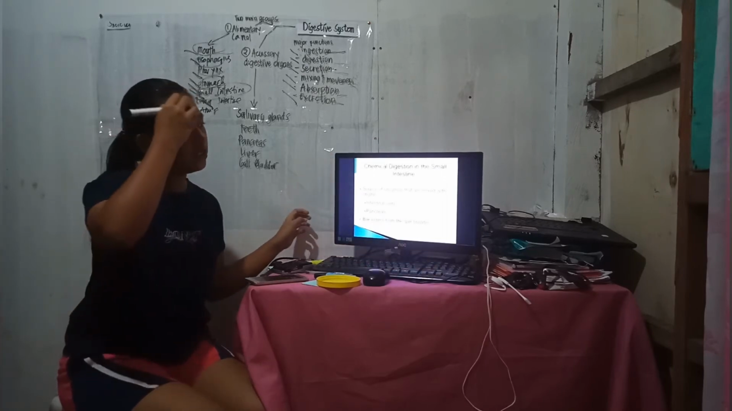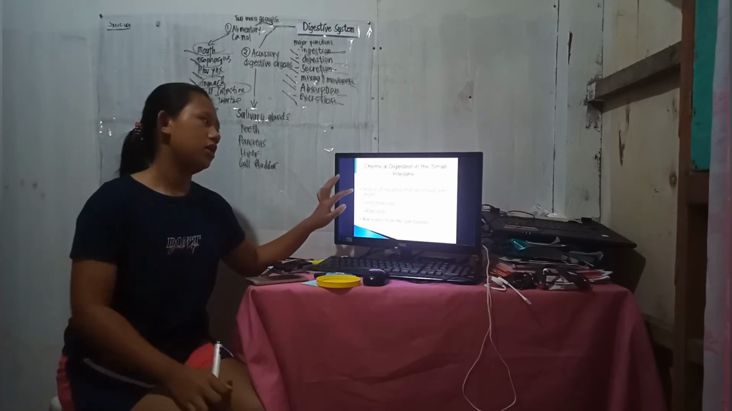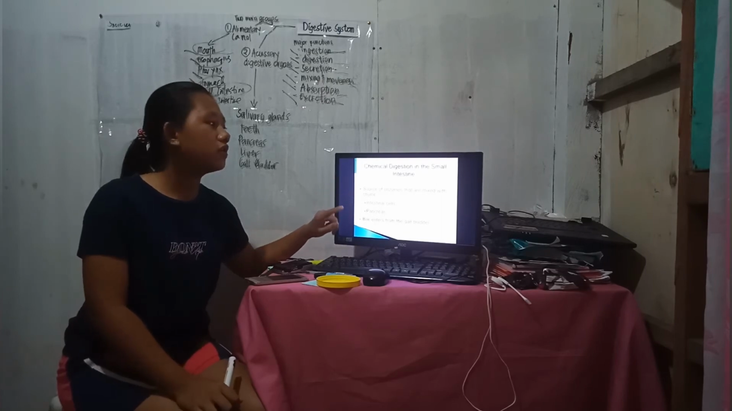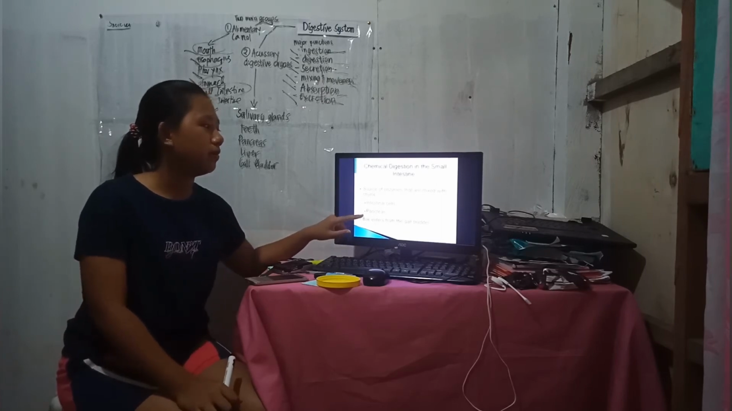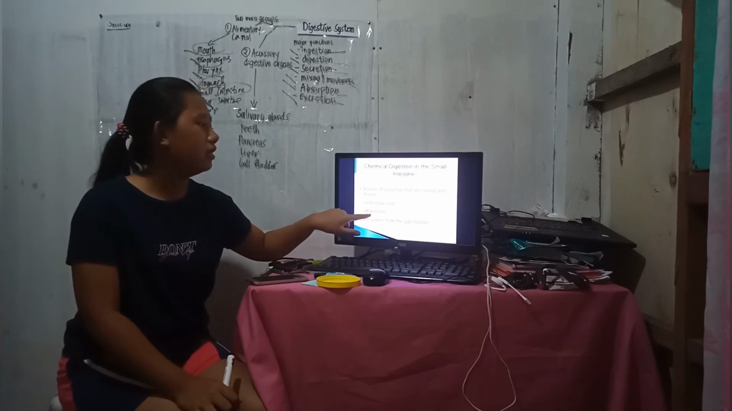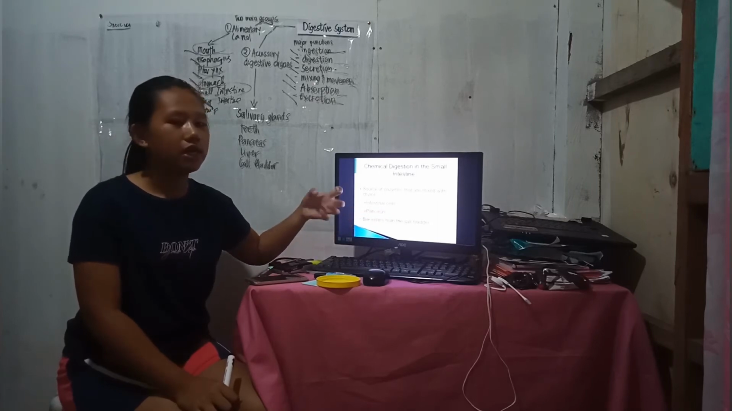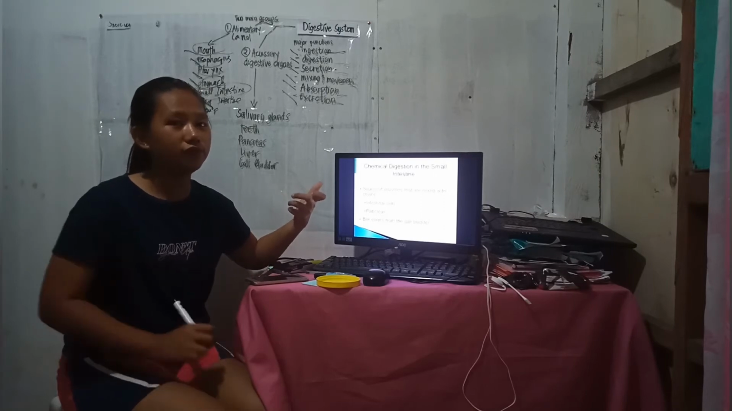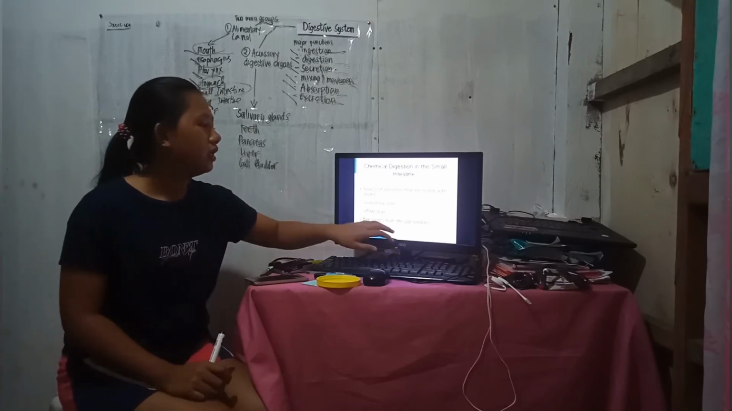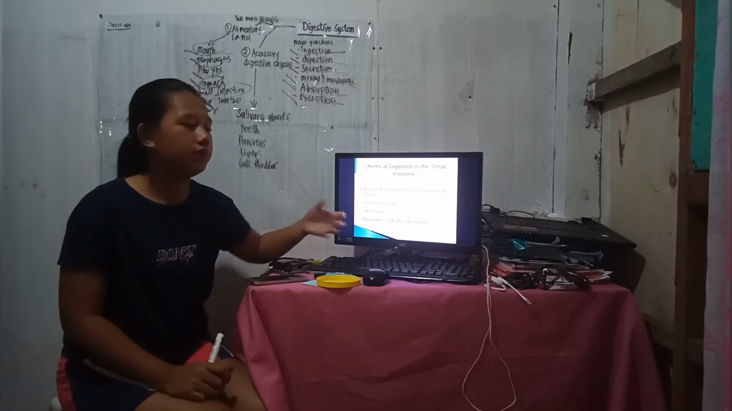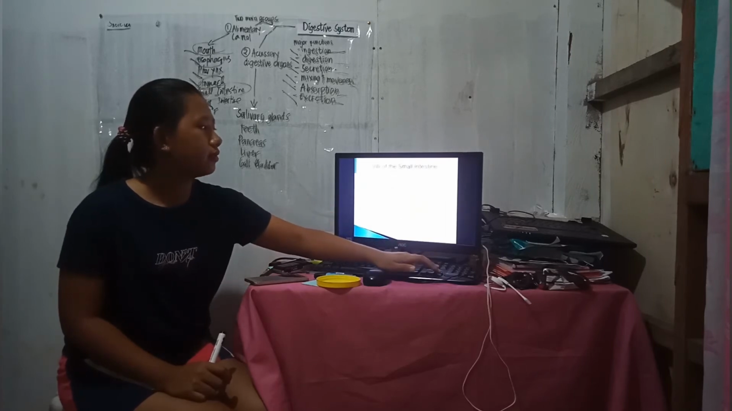So for chemical digestion in the small intestine, there are sources of enzymes that are mixed with chyme. We have the intestinal cells and the pancreas. The pancreas helps the digestive system to digest the food that we take in. Then bile is produced by the liver.